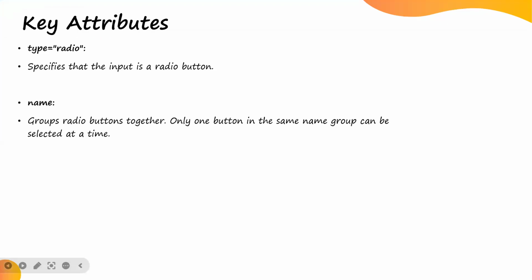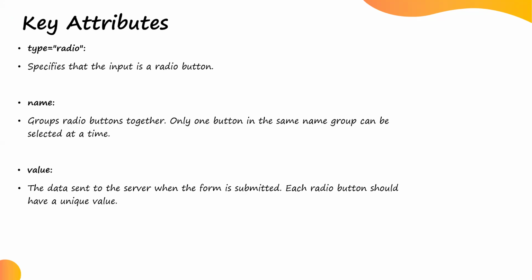So let's go back. Now we have the name. You can see how I made the name. All of them will have the same name, and that is how they are being grouped together as one. They can also have a value, just like you have seen. The value is what is sent to the server when we submit this form. Just like every other input, even the checkbox also has a value.